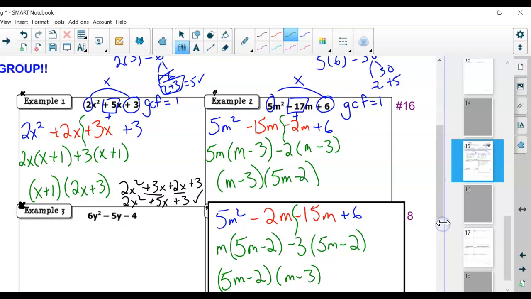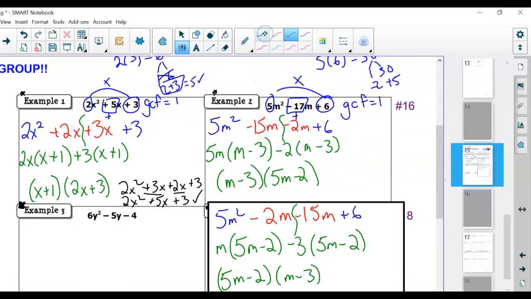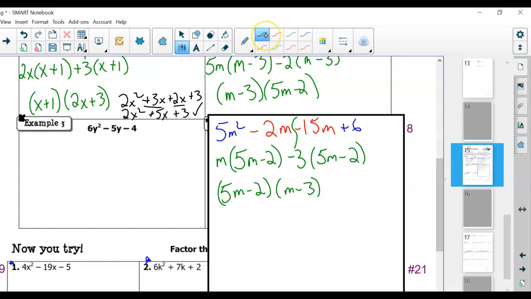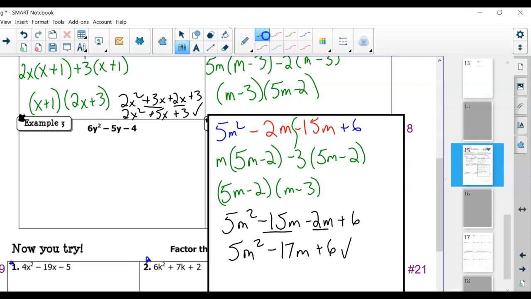And if I were to multiply this back out, 5m times m is 5m squared. 5m times negative 3 is negative 15m. Negative 2 times m is negative 2m. Negative 2 times negative 3 is positive 6. If I combine my like terms, I'm left with 5m squared minus 17m plus 6, which is what the original was. So that works, even though I switched it.